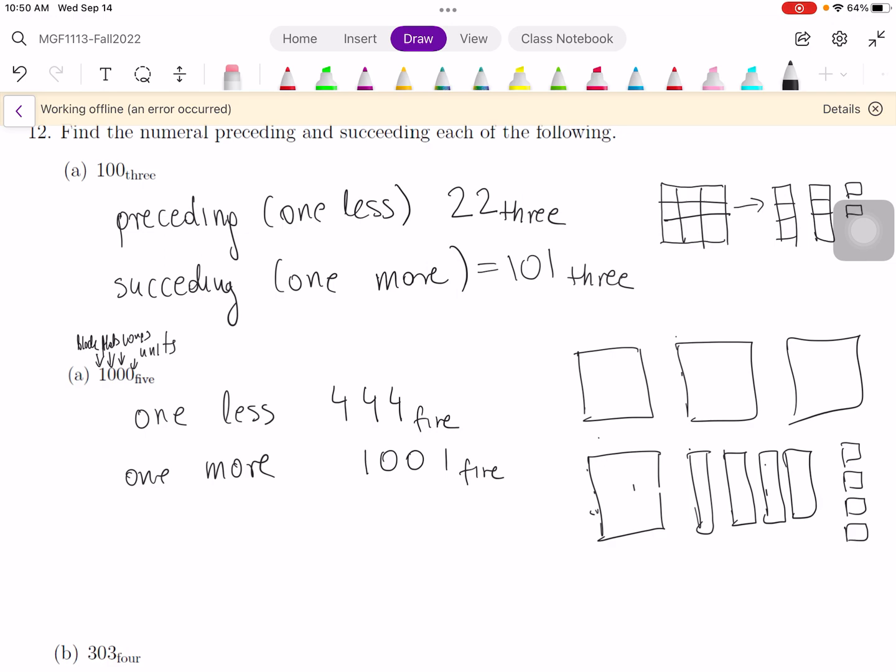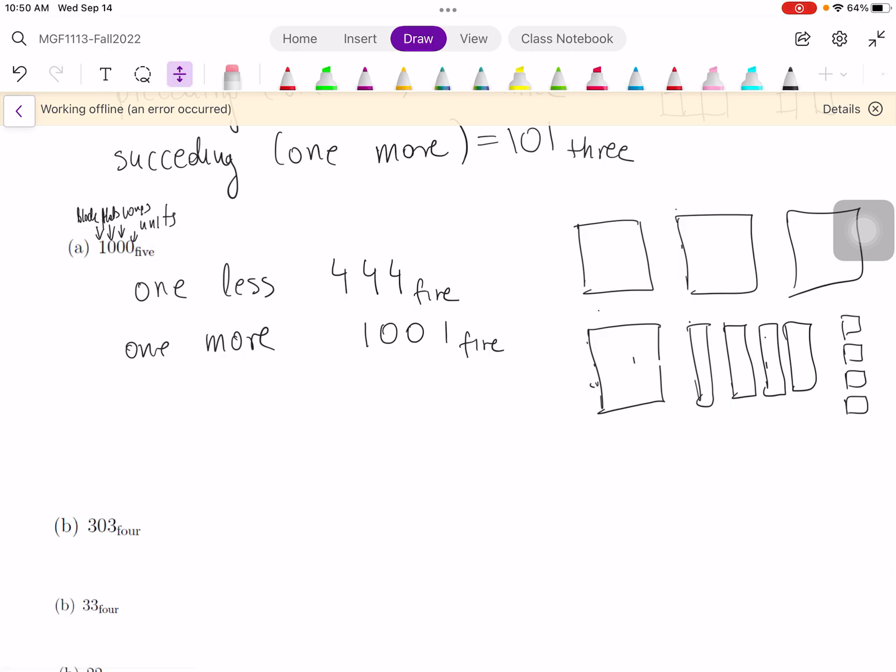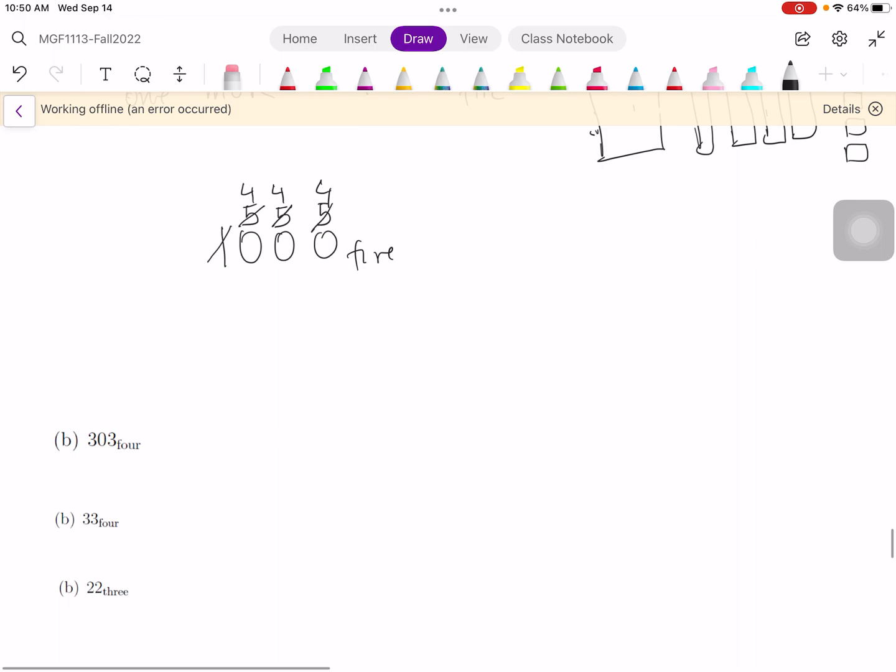Again, if you don't like drawing a picture, you can visualize it this way. Without the picture you say, okay, this becomes 5 flats, but then I need to borrow 1, so I'm left with 4 flats, and now 5 longs, but I need to borrow 1 long, so now I have 4 longs and 5 units, but I need to take 1 unit out, so I'm left with 4, 4, 4. Okay, so you can do that as well.